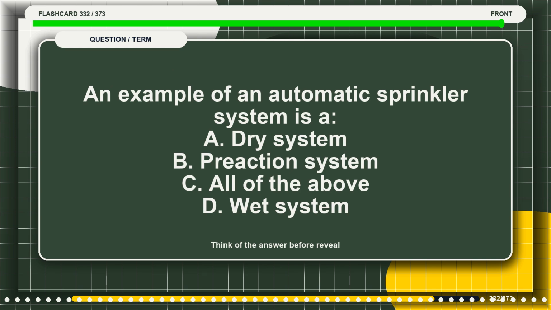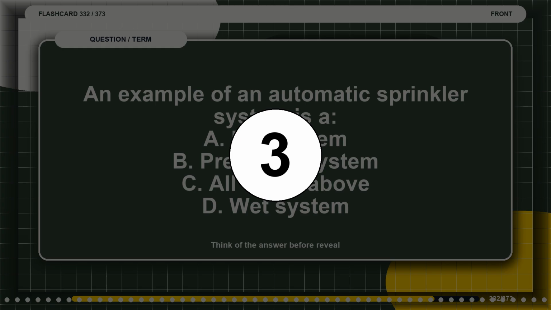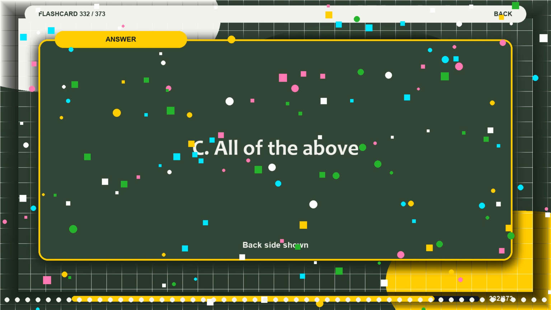Flashcard 332. An example of an automatic sprinkler system is: A. Dry system. B. Reaction system. C. All of the above. D. Wet system. Think of the answer before the reveal. The answer is C. All of the above.